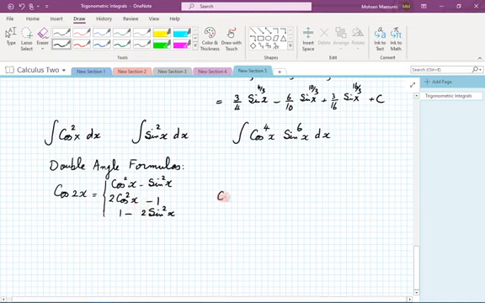What we get from the second one is cosine square of x equals, taking the 1 to the other side, 1 plus cosine of 2x over 2. And I do the same thing here. I get sine square of x equals 1 minus cosine of 2x over 2. Sometimes they might refer to these as half angle formulas. This is really the same thing. It all depends on your point of view.